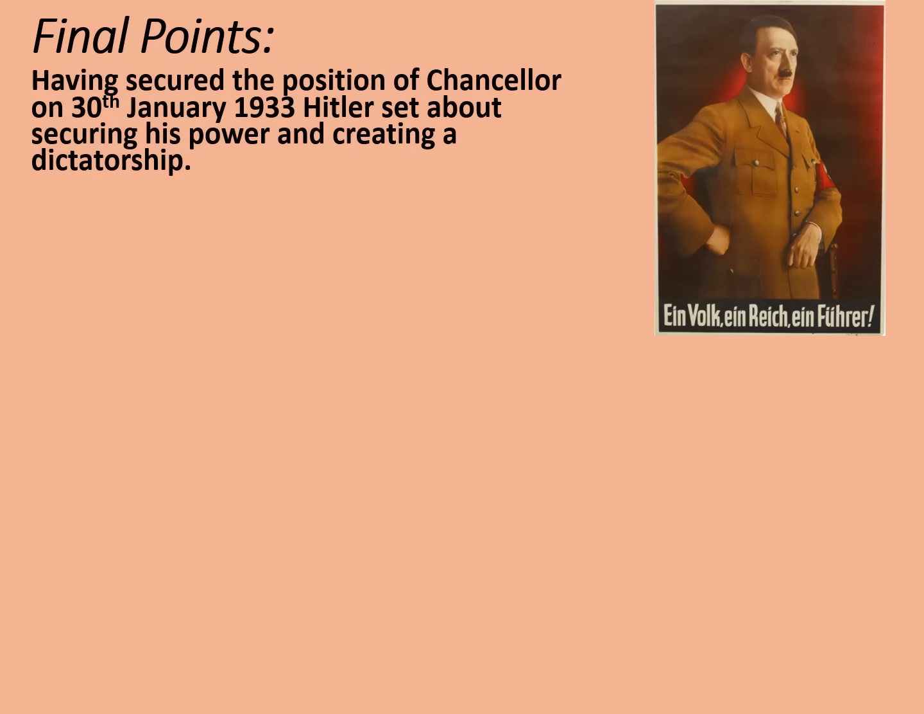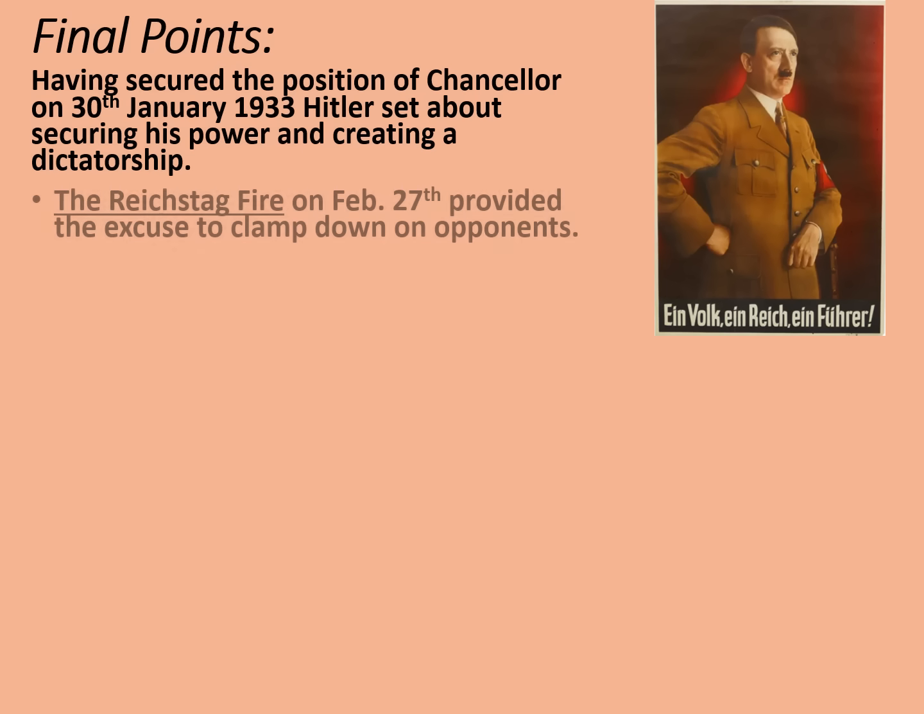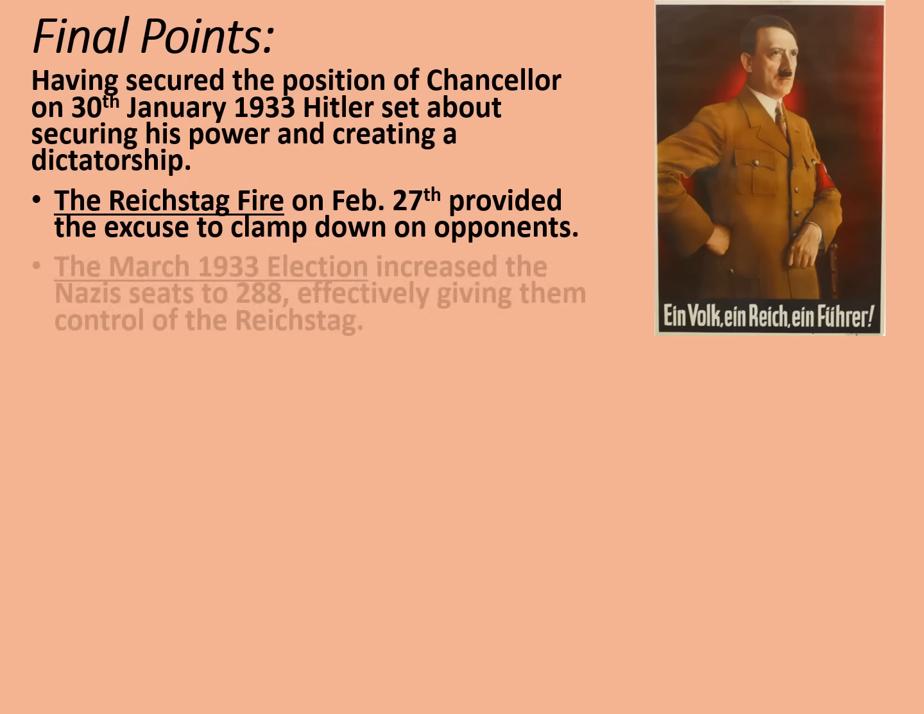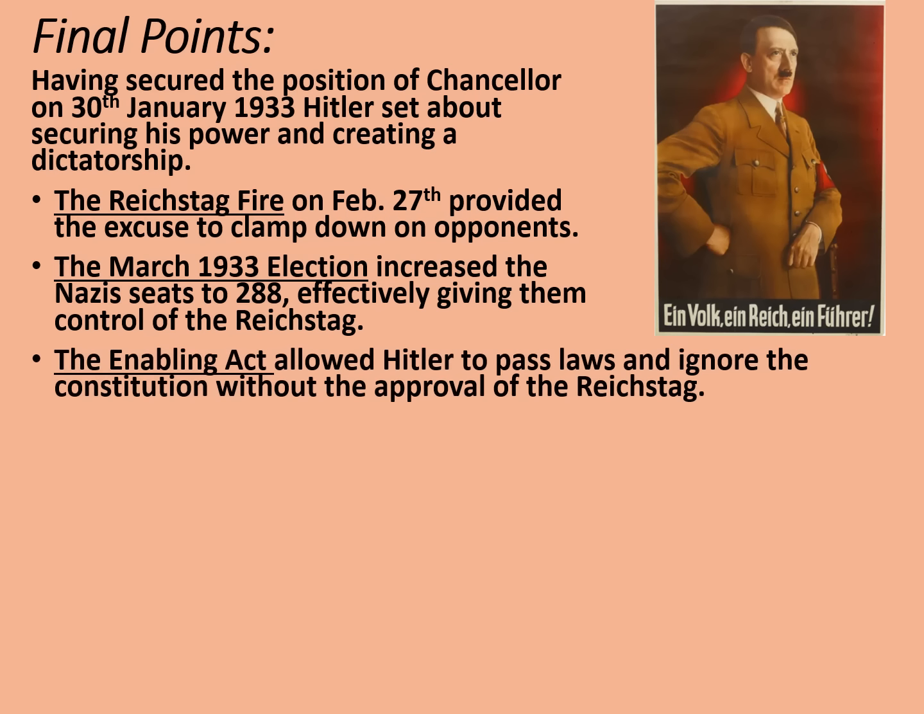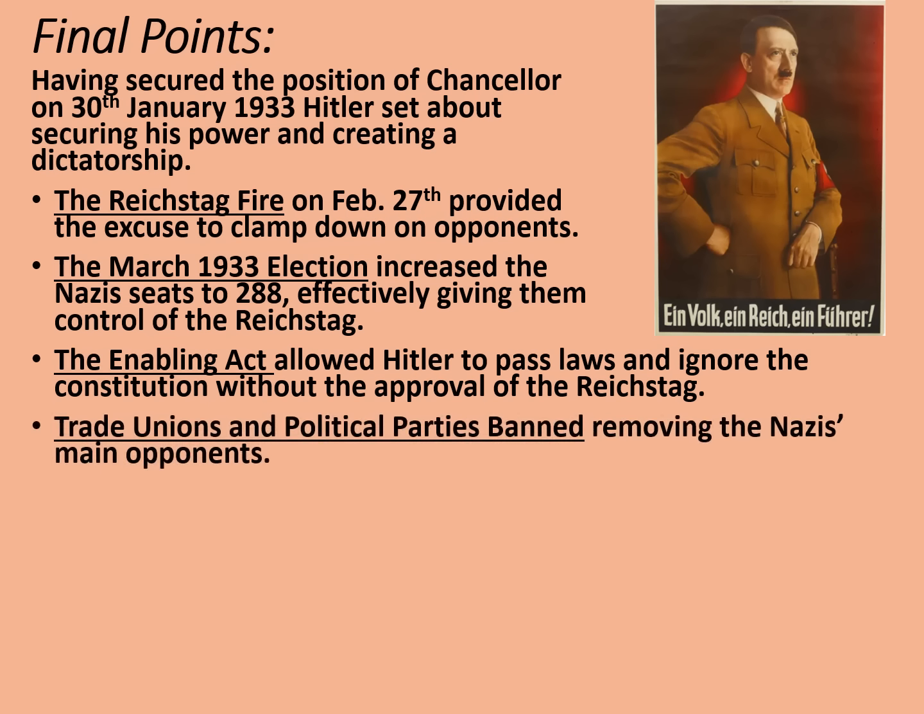A summary of our final points. Having secured the position of Chancellor on the 30th of January 1933, Hitler set about securing his power and creating a dictatorship. The Reichstag Fire on February the 27th, 1933 provided the excuse to clamp down on opponents. The March 1933 election increased the Nazis' seats to 288, effectively giving them control of the Reichstag. The Enabling Act allowed Hitler to pass laws and ignore the constitution without the approval of the Reichstag.